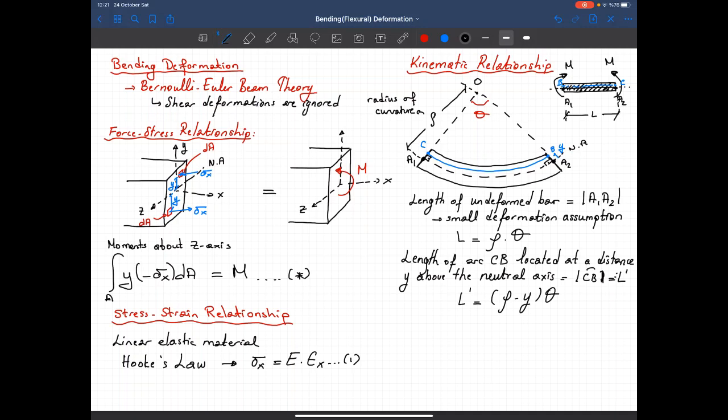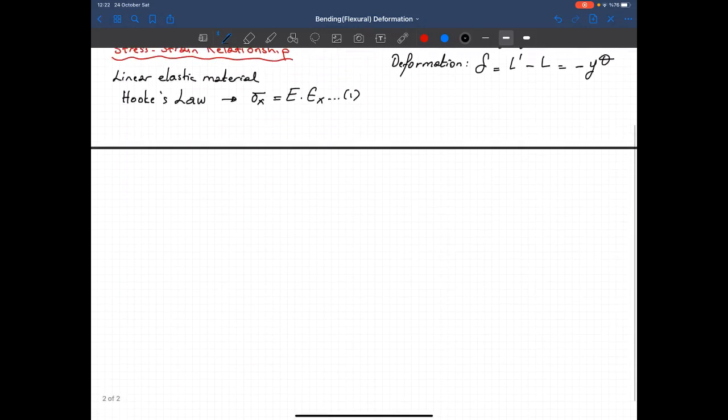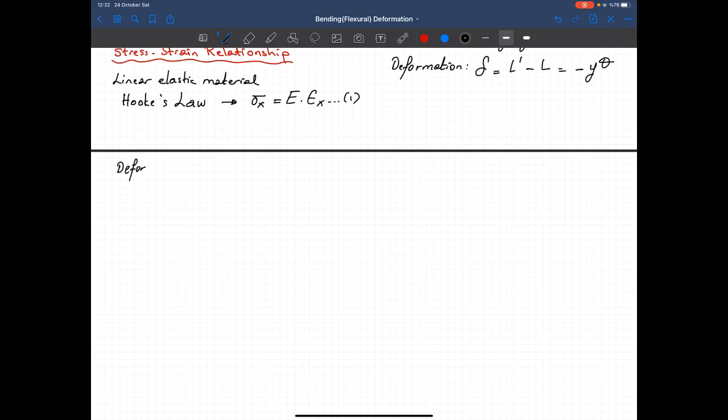So let's calculate it. So the deformation delta is actually the difference between these two lengths, right? Initially the fiber CB has a length equal to L, but as it deforms, it has a now L prime. So the amount of shortening in that member is equal to L prime minus L. And if you just put these equations into their places, we obtain the amount of shortening as y times theta. Okay. So let me write this one here one more time. So deformation at fiber CD is equal to minus y times theta.